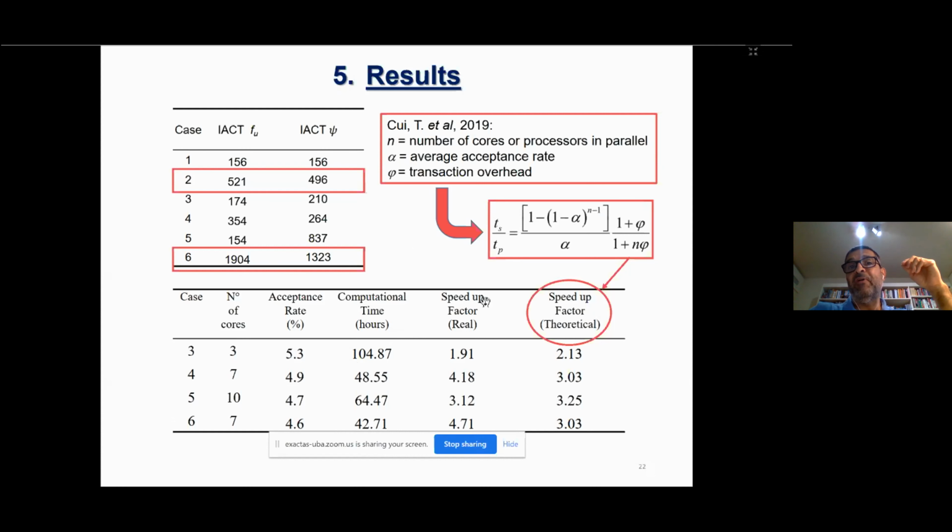These are the speed up factors compared to the theoretical speed up factors obtained from this expression that is in Qian's paper. So for case 3, with 3 cores and with 10 cores, the real speed up factor was smaller than the theoretical one. However, when we used the 7 cores, it was larger than the predicted theoretical speed up effect.